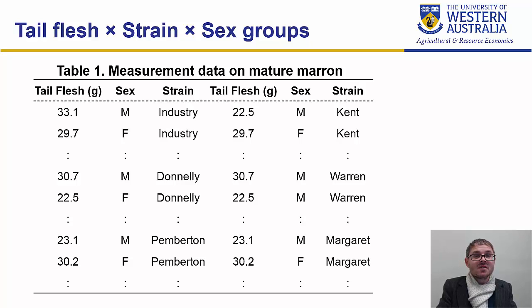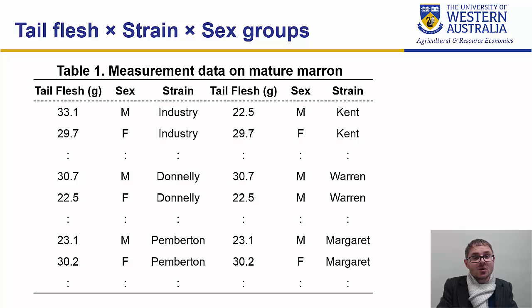So there are a number of different subgroups, and we would probably like to calculate the mean and the standard deviation for each subgroup. That would be able to tell us which groups are, on average, bigger. Are males bigger than females? Generally the story there is yes, but which strain is having more tail flesh than others? If we had the mean and the standard deviation, we would be able to have some information on that.